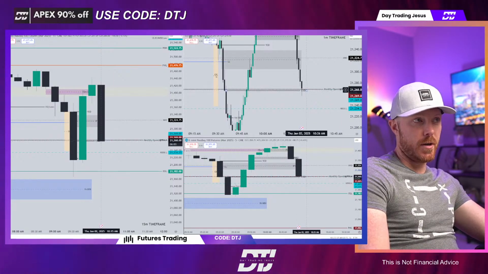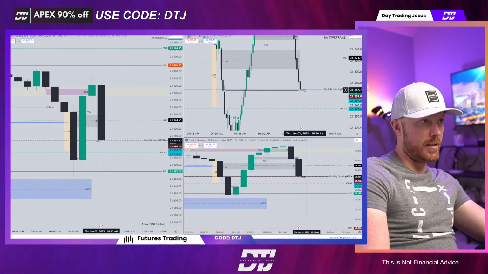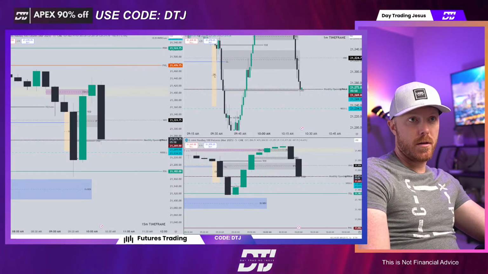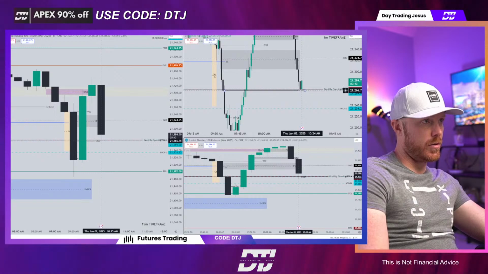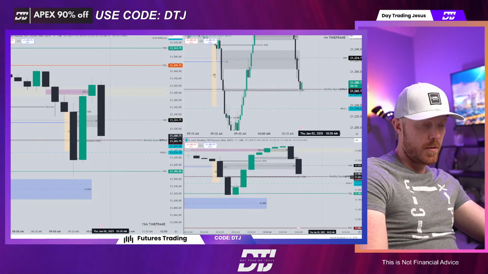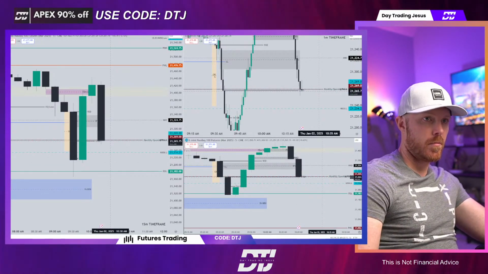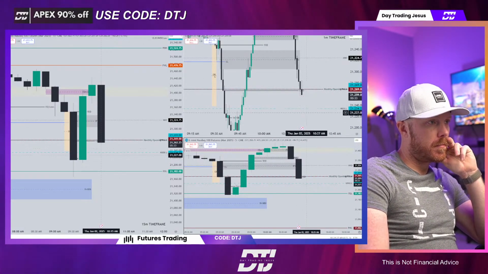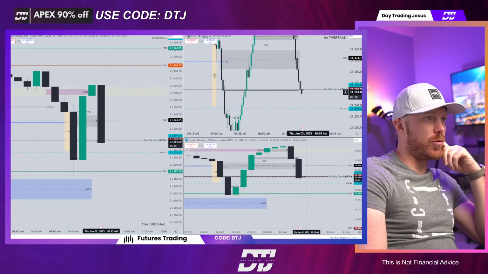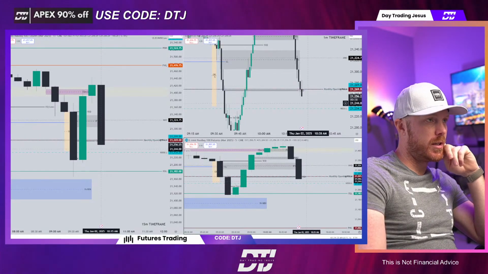Okay, we see where it closes here. I think we'll get at least 10 handles right here. Let's see if we can get it. There it is. All right, there's our 10 handle reaction to the 5-minute change in state of delivery. Doesn't mean that we're going to change directions. I was just looking for a 10 handle reaction.